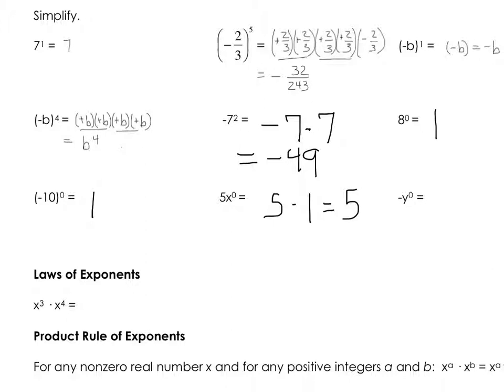Negative y to the 0, we have a negative out front. It's not part of the base. It's out front waiting to make our answer negative, and y to the 0 is 1, so our answer is negative 1.